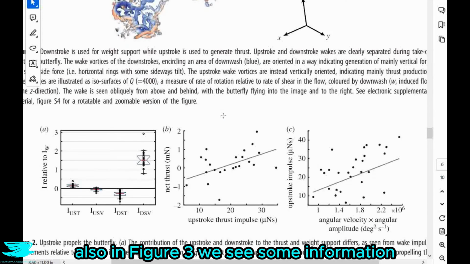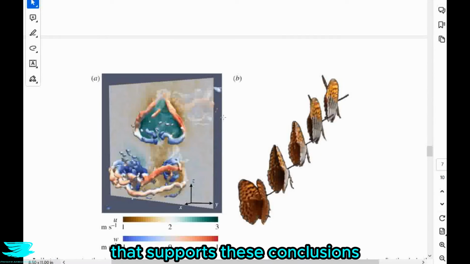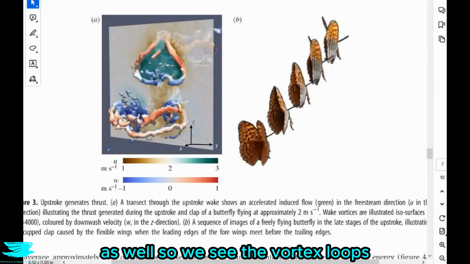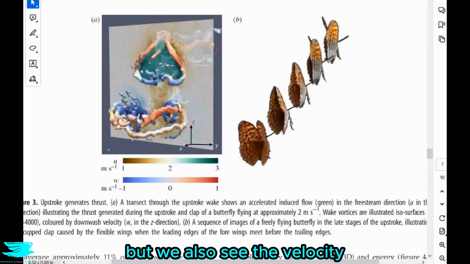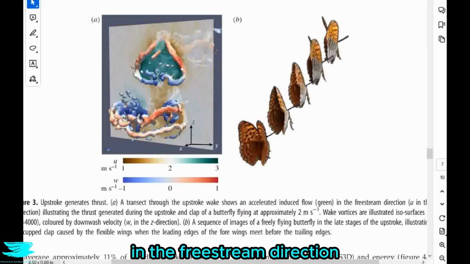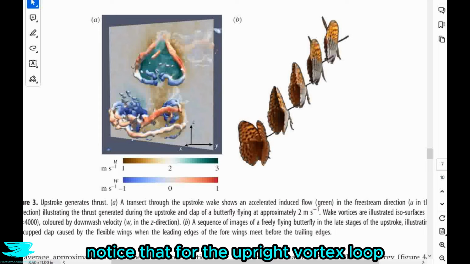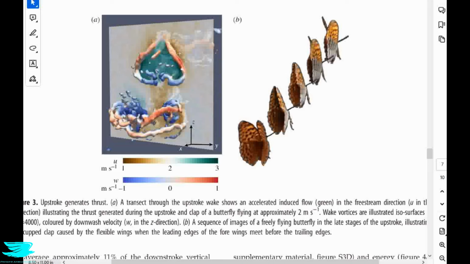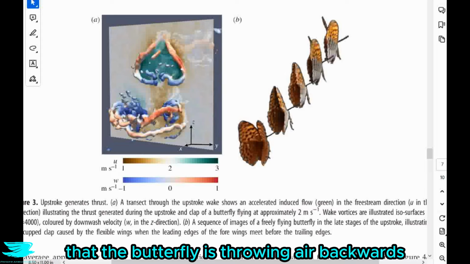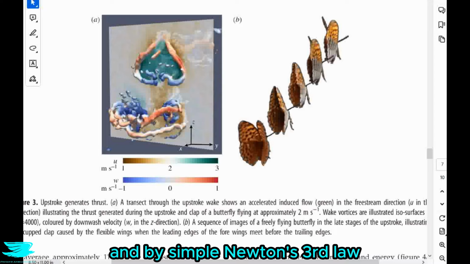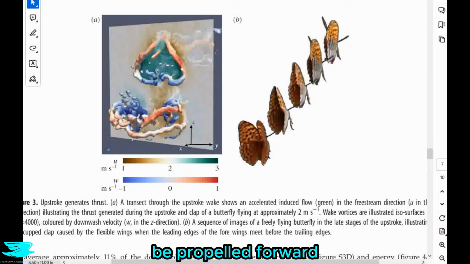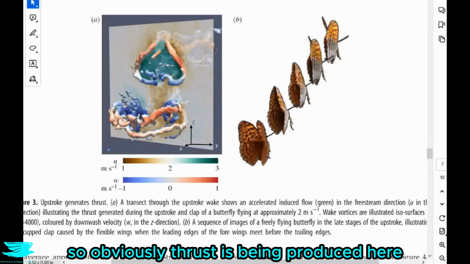Also in figure 3, we see some information that supports these conclusions as well. So we see the vortex loops, but we also see the velocity in the free stream direction, which is colored in green. Notice that for the upright vortex loop, which corresponds to the upstroke, there is higher velocity fluid shooting through it and downstream as well. That means that the butterfly is throwing air backwards, and by simple Newton's third law, the butterfly must obviously be propelled forwards, so obviously thrust is being produced here.